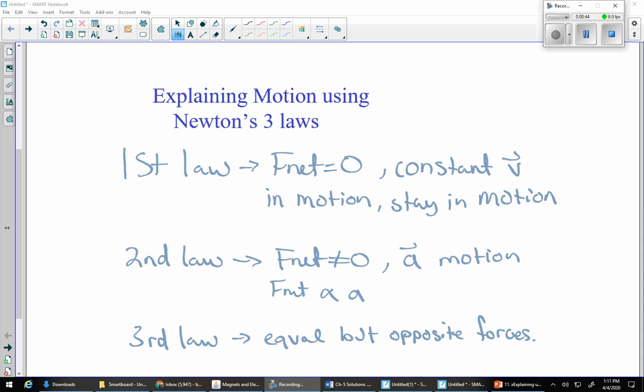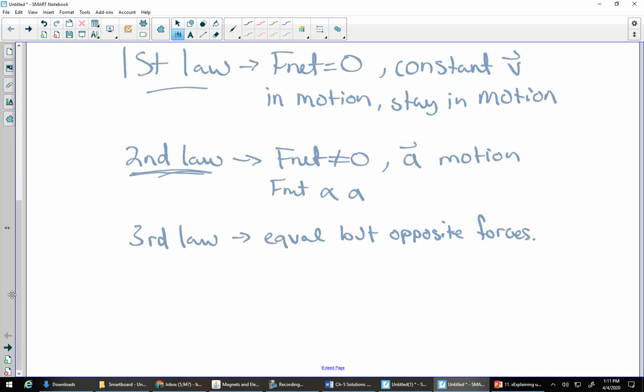As you can see on the board, I wrote out our 3 laws in very, very shorthand in my own words. The first law deals with the net force being equal to 0. When the net force is equal to 0, we've got a constant velocity. Things that are in motion like to stay in that exact same motion, so that also deals with inertia. The second law is when the net force is not equal to 0, we have accelerated motion, and the net force is directly proportional to the acceleration.